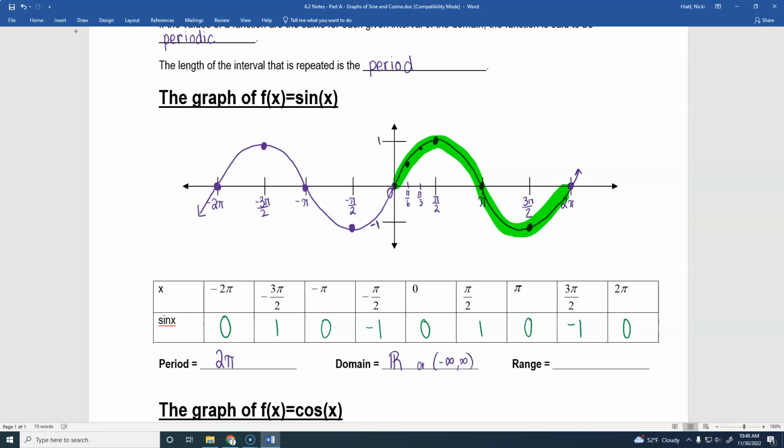Range, however, is restricted. Range is your y values. Almost. Caleb said -1 less than x less than 1. He is almost right. It needs to be or equal to, because at those maximum and minimum points, it actually equals 1. So you want to put it or equal to. Or we could write it with interval notation, -1 to 1. Okay, questions on that?